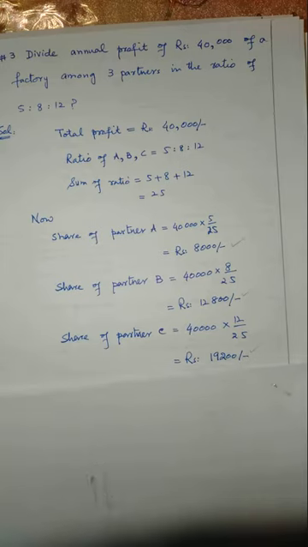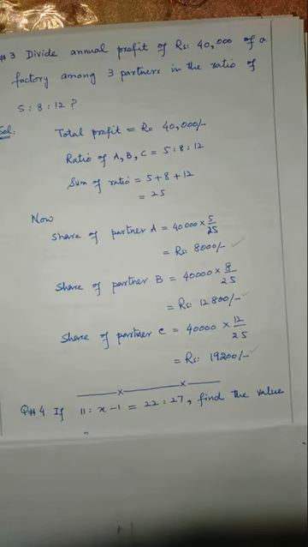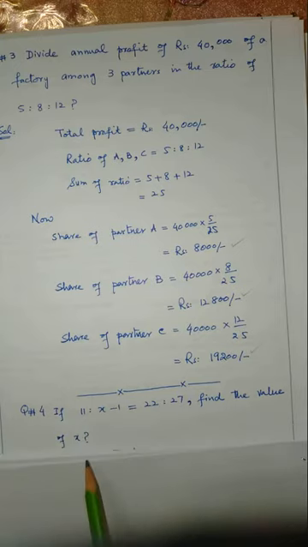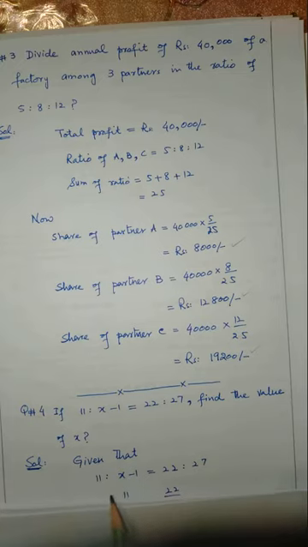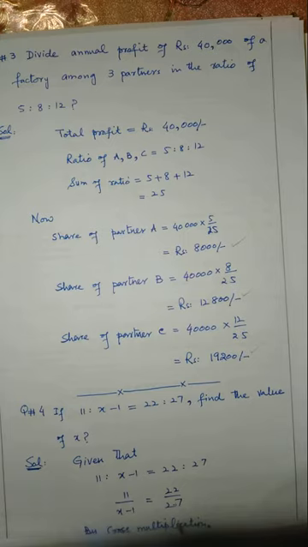Now question number 4. If 11:x minus 1 is equal to 22:27, find the value of x. Solution. Given that 11:x minus 1 is equal to 22:27. Now convert the ratio to fractions: 11 divided by x minus 1 is equal to 22 over 27, by cross multiplication.